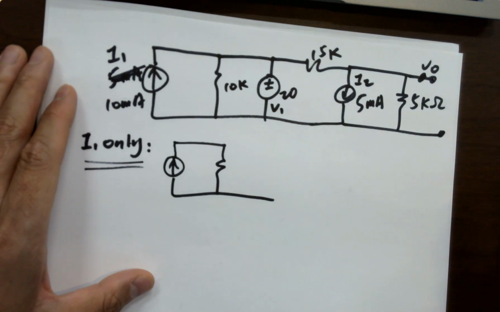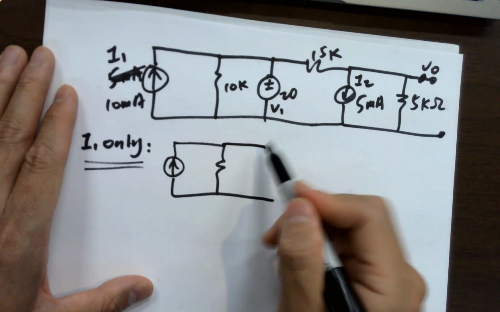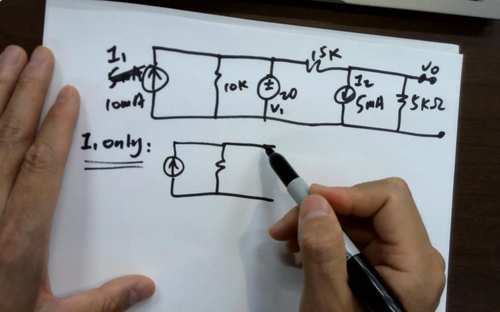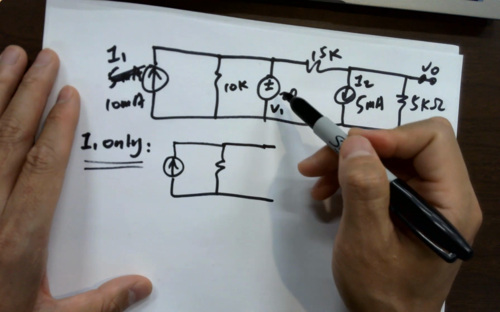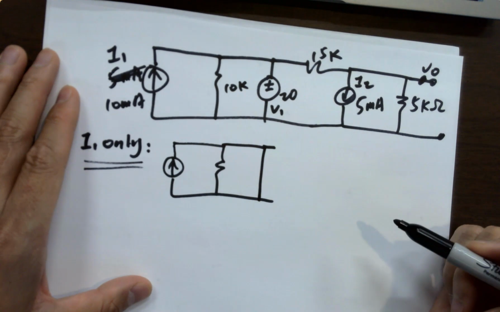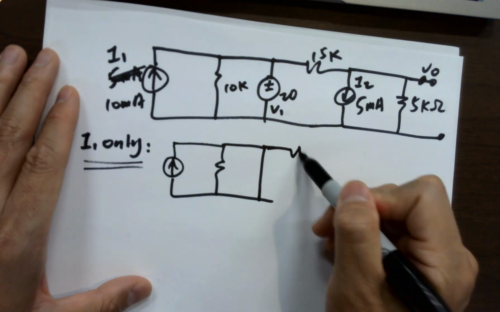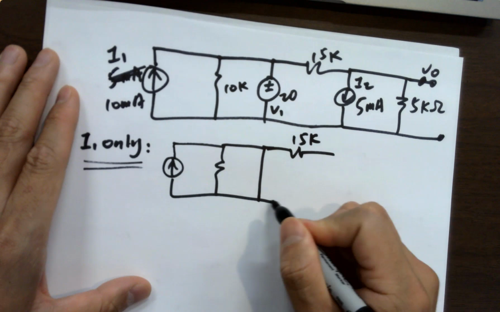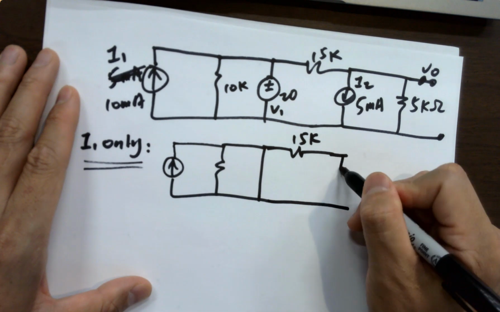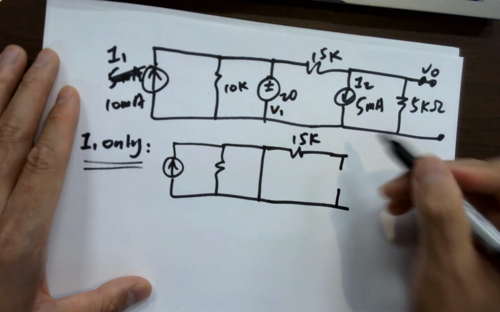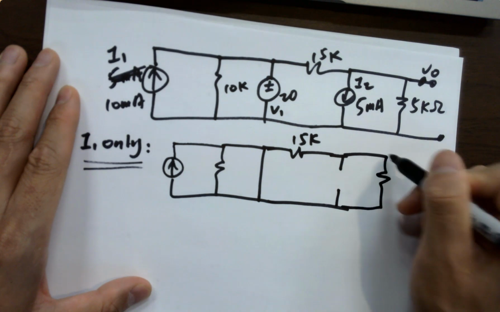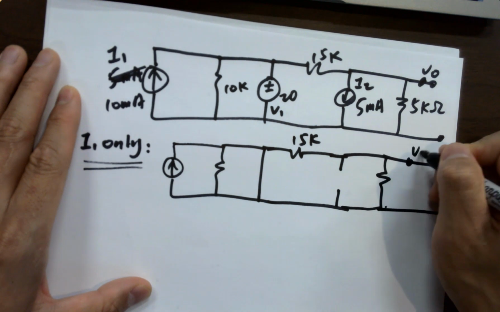Make sense? So what should we do to this one? Come on, guys, what's short? Okay. 15K. Current source, disconnect. 5K. All right, now you've got VO1.